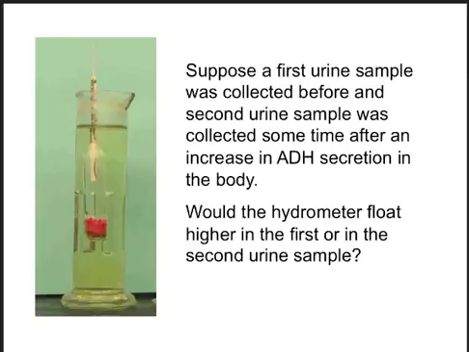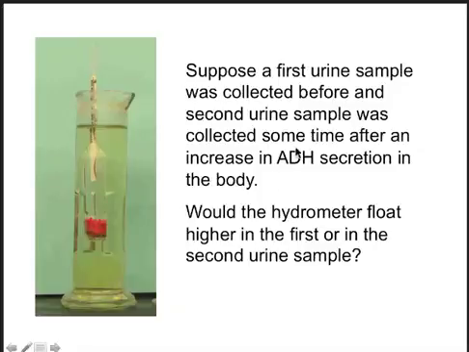Okay, next question. Suppose a first urine sample was collected before and a second urine sample was collected sometime after an increase in ADH secretion in the body. Okay, remember, ADH stands for antidiuretic hormone. Would the hydrometer float higher in the first or in the second urine sample? Okay, so we have to think about this. Let's take the first collection. The first collection is going to have a normal specific gravity, okay, something between 1.01 and 1.02 approximately. The second time we collect, what's going to happen?